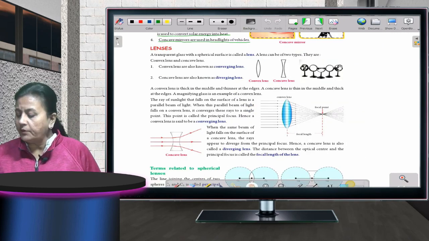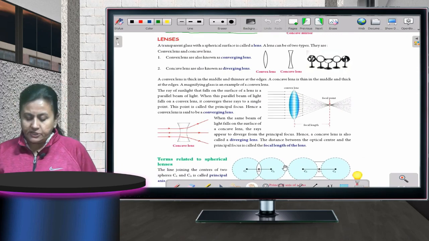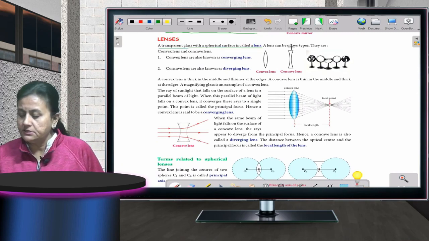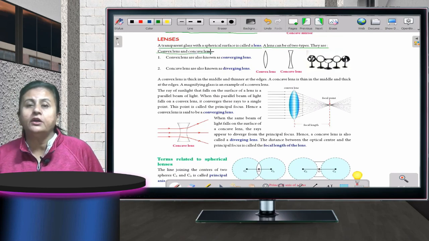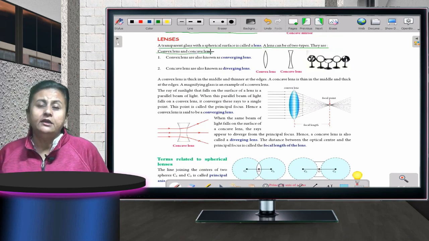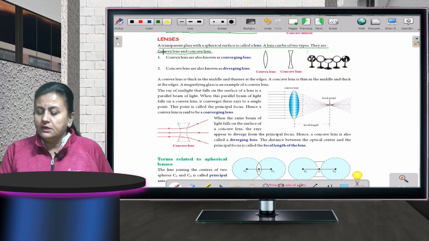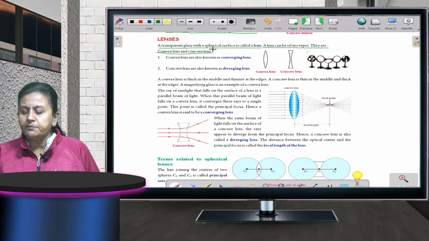So your next topic is lenses. What is a lens actually? A transparent glass with a spherical surface is called a lens. A lens can be of two types: convex lens and concave lens. What is a lens? As I told you, a lens is a transparent glass with a spherical surface.